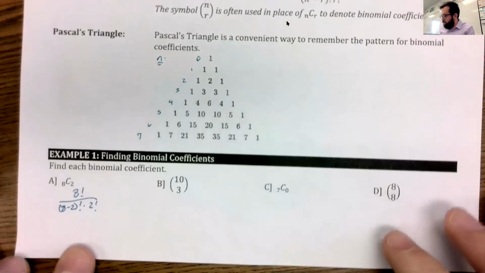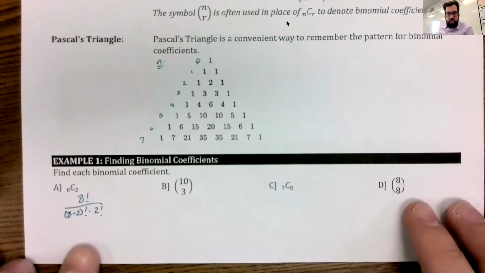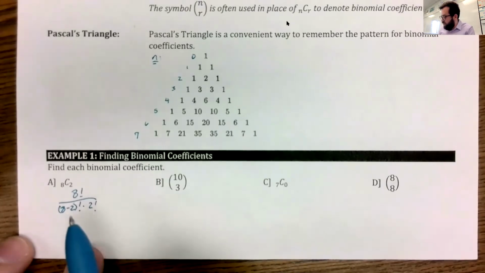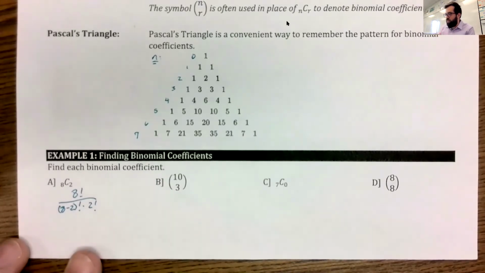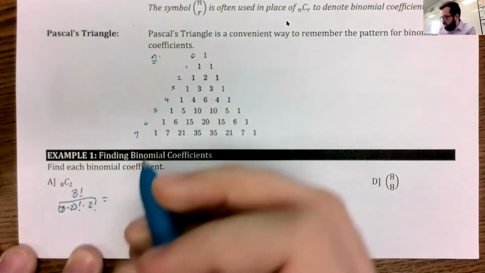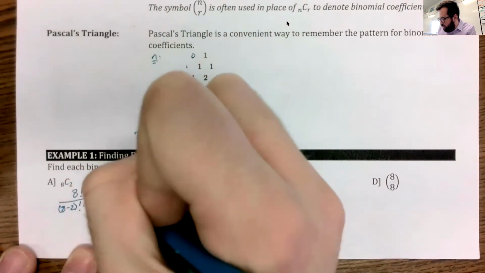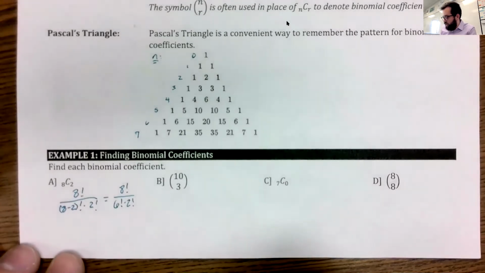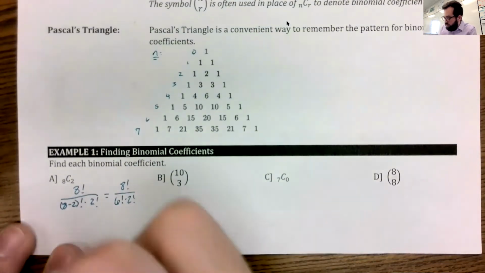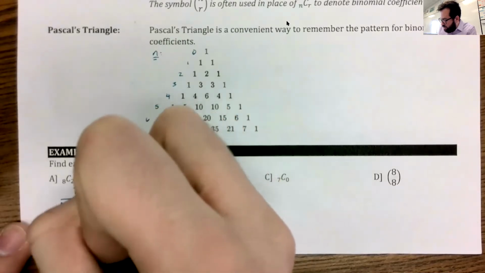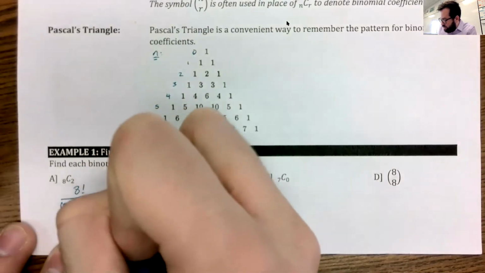In case you're not super familiar with factorials, 8 factorial means 8 times 7 times 6 times 5 all the way down to 1. So this 8 minus 2 becomes a 6. So we have 8 factorial over 6 factorial times 2 factorial. And I'm going to break down the numerator, so it becomes 8 times 7 times 6 factorial over 6 factorial times 2 factorial.